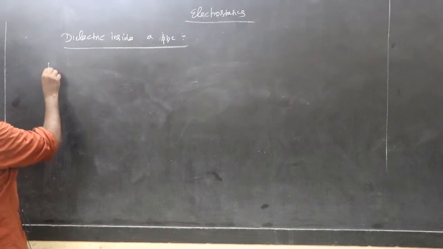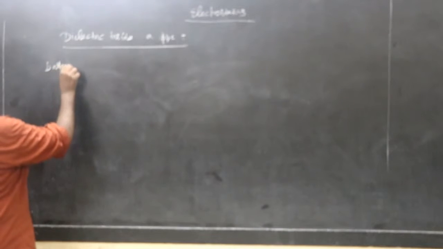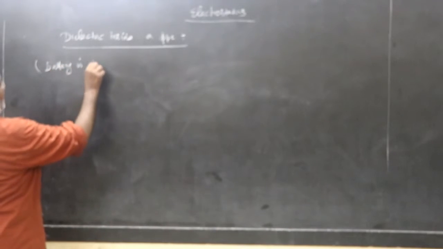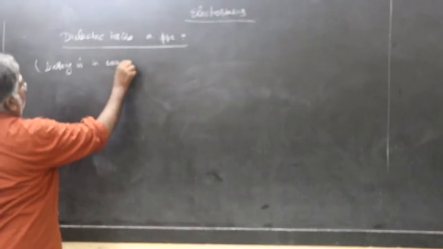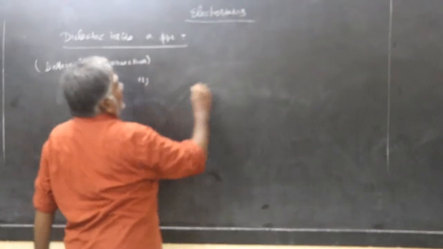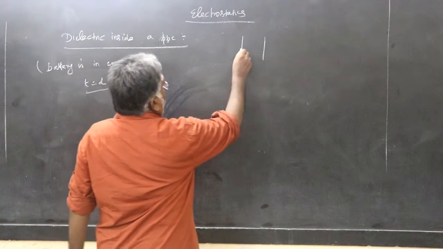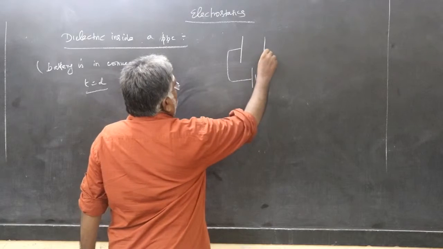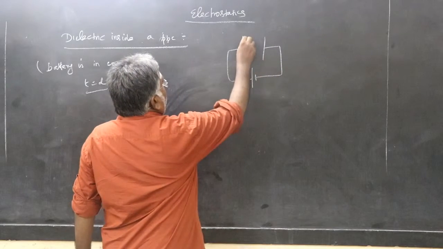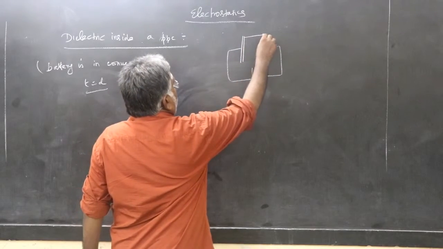Battery not disconnected, or battery is in connection. T equals D, right? Number one, this is the diagram. Battery in connection, dielectric is introduced.